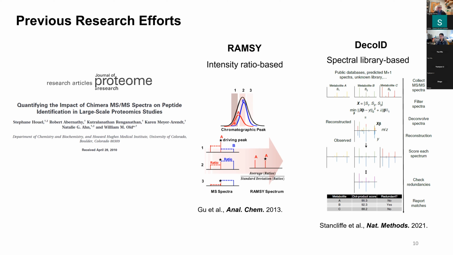And more recently, Dr. Gary Patti's lab at Washington University in St. Louis developed the DecoID strategy to purify those chimeric MS/MS spectra using a spectral library-based approach. In this approach, they compare their experimental MS/MS spectra against high-quality library MS/MS spectra, and they use that to deconvolute the experimental MS/MS to generate high-quality data.